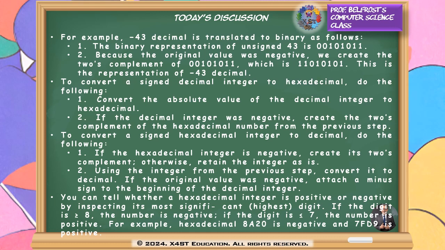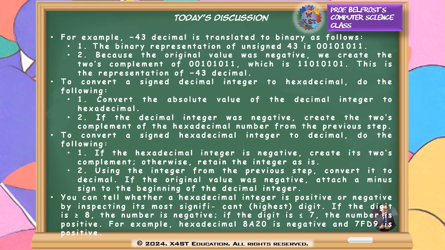To convert a signed decimal integer to hexadecimal, first convert the absolute value of the decimal integer to hexadecimal. If the decimal integer was negative, then create the 2's complement of the hexadecimal number from the previous step. To convert a signed hexadecimal integer to decimal, you need to do these two steps. First, if the hexadecimal integer is negative, you create its 2's complement, otherwise retain the integer as is. The second step is, using the integer from the previous step, convert it to decimal. If the original value was negative, then attach a minus sign to the beginning of the decimal integer. So I want you to take a screenshot of this slide because maybe this is very good notes.